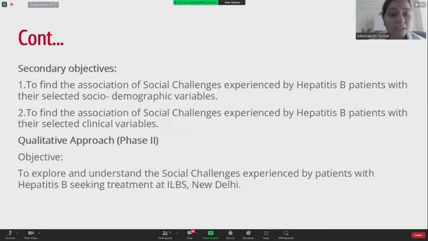The secondary objectives were to find the association of social challenges experienced by hepatitis B patients with their selected socio-demographic variables, and the second objective was to find the association of social challenges experienced by hepatitis B patients with their selected clinical variables. The objective for the qualitative approach was to explore and understand the social challenges experienced by patients with hepatitis B seeking treatment at ILBS New Delhi.